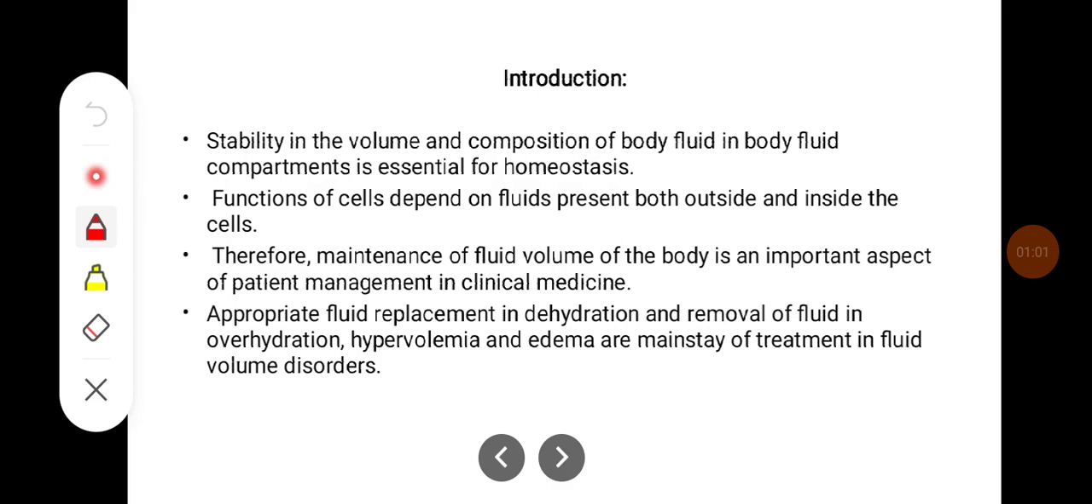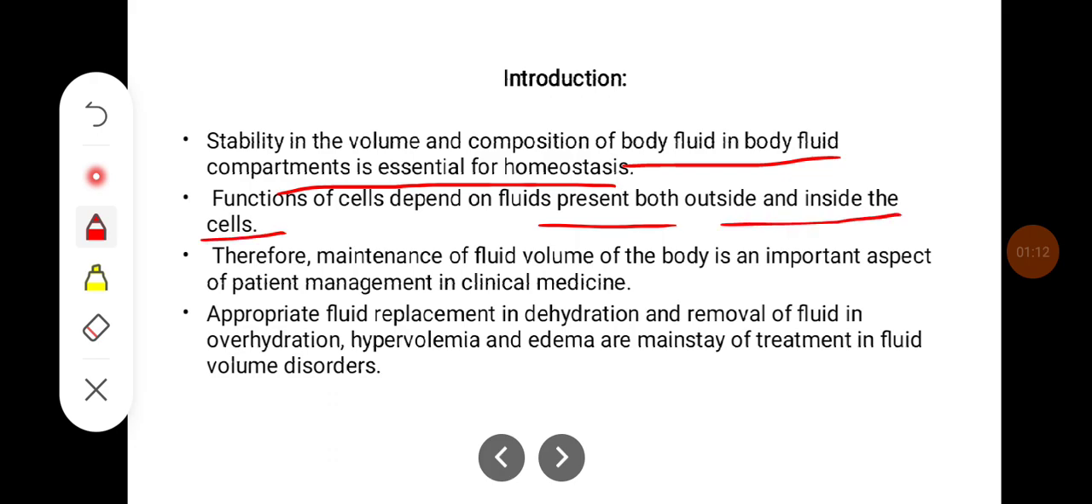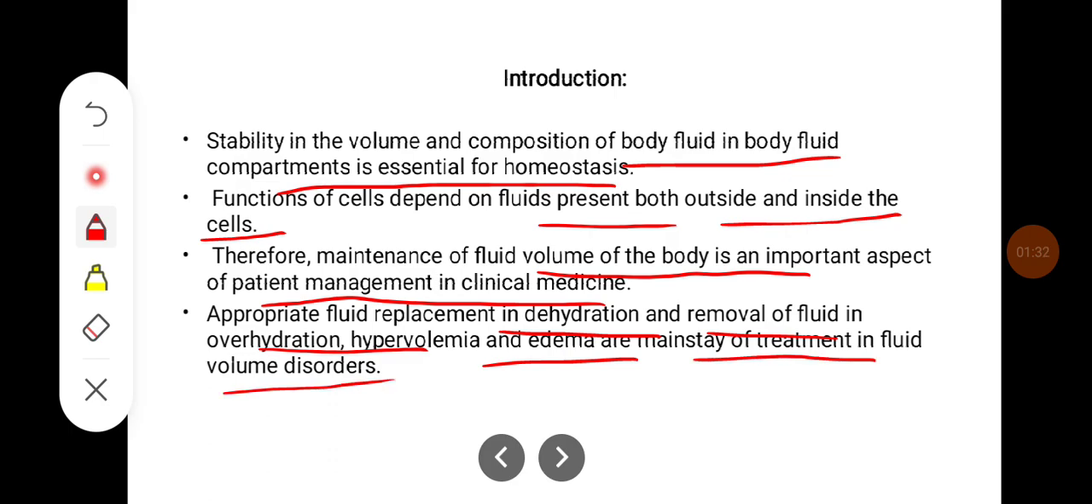Stability in the volume and composition of body fluid in the body fluid compartments is essential for homeostasis. Functions of cells depend on fluid both outside and inside the cells. Therefore, maintenance of fluid volume of the body is an important aspect of patient management in clinical medicine. Appropriate fluid replacement in dehydration and removal of fluid in overhydration, hypervolemia, and edema are the mainstay of treatment of the fluid volume disorders.